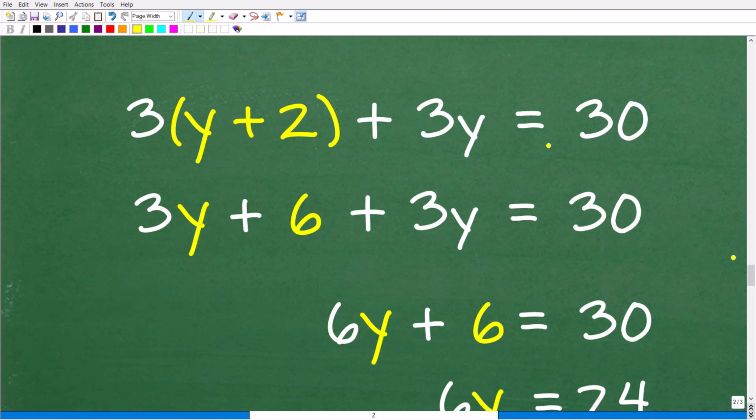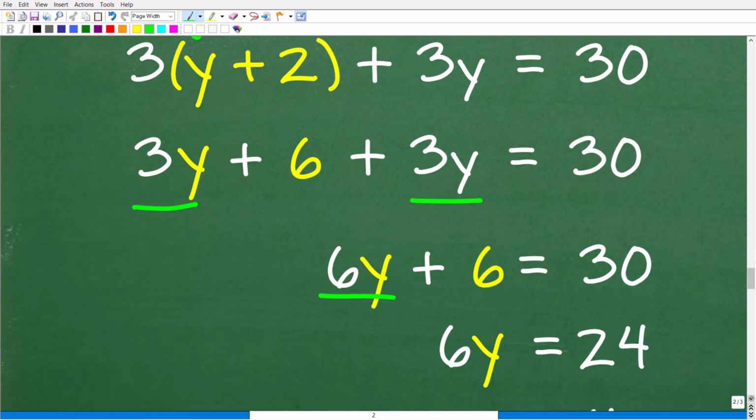So we just replaced x in 3x plus 3y is equal to 30 with y plus 2, using parentheses. Now we're going to use the distributive property: 3 times y is 3y, 3 times 2 is 6, plus 3y is equal to 30. So now we can combine like terms. We have 3y here, 3y there. That's 6y, so we have 6y plus 6 is equal to 30.